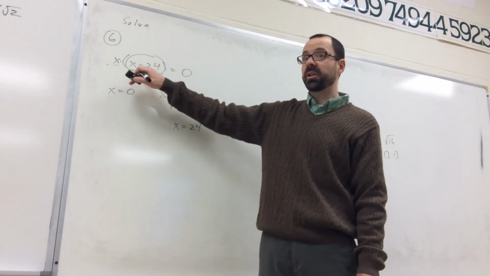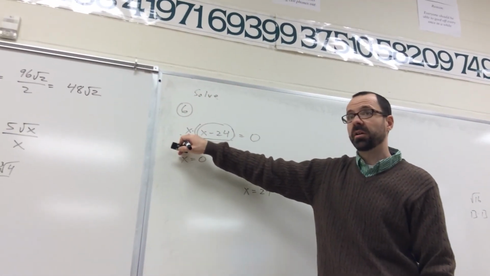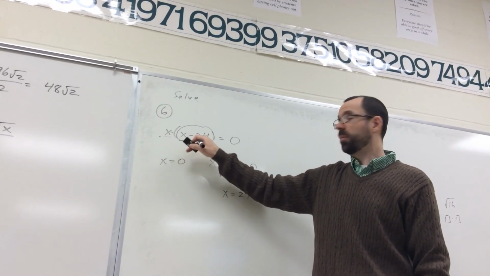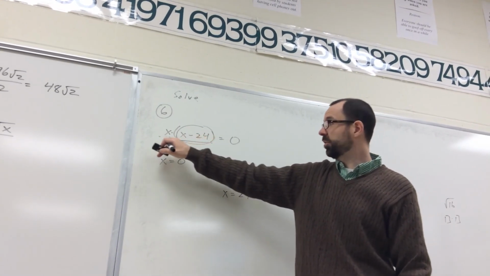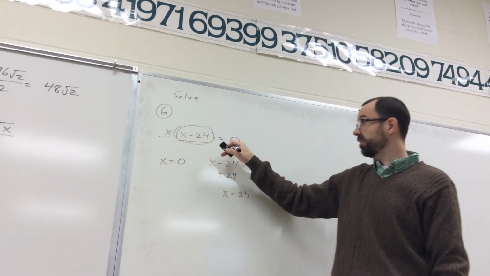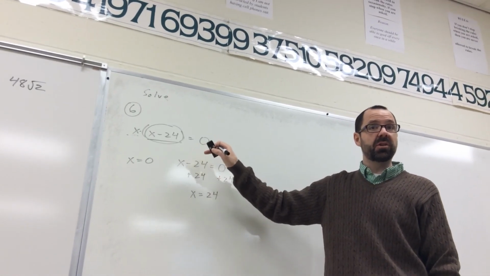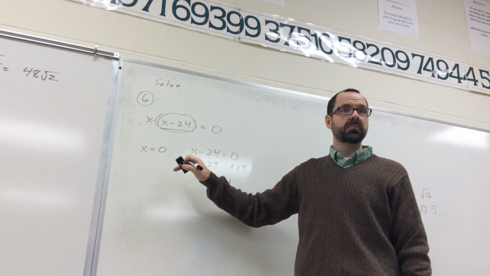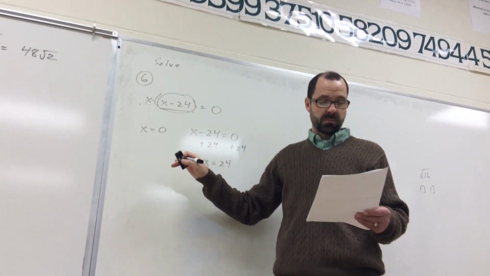If you plug 24 in up here, you'd have 24 times 24 minus 24. But 24 minus 24 is 0. So you'd end up with 24 times 0, which is 0. So we figured out the number that would make this true. And 0 would also make it true. All right, so you'll start with number 7.